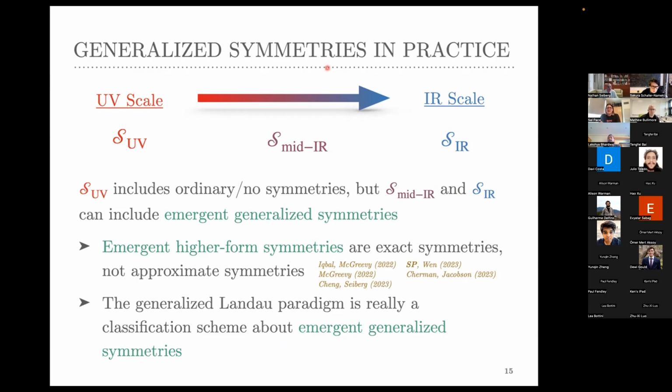Nati, you have a question? Yeah, I'm actually a little bit puzzled about your generalized Landau, because you could get a lot of emergent symmetries which play no role whatsoever. They do not correspond to anything in the IR. So it's hard for me to see how you can base a classification on them.